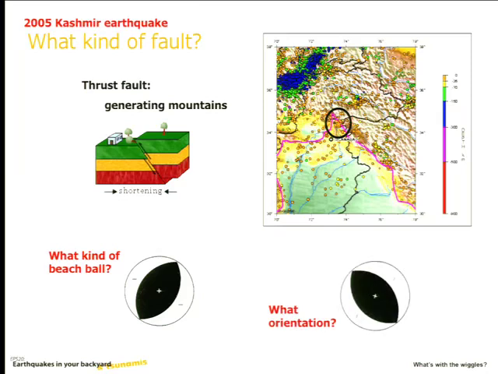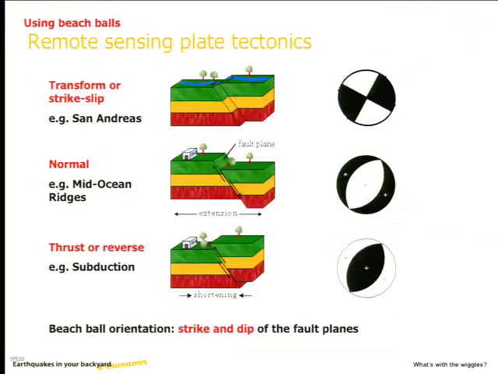So not only is it telling us it's a compressional environment, it's telling us about the orientation of the compression. Okay, so the strike of the fault is like this. So the orientation of the compression is perpendicular to that, like this. Okay. So remote sensing of plate tectonics, we can identify strike-slip faults like the San Andreas.